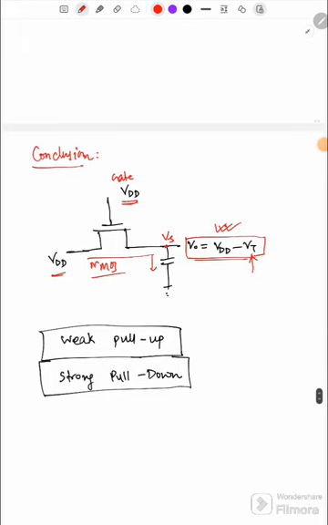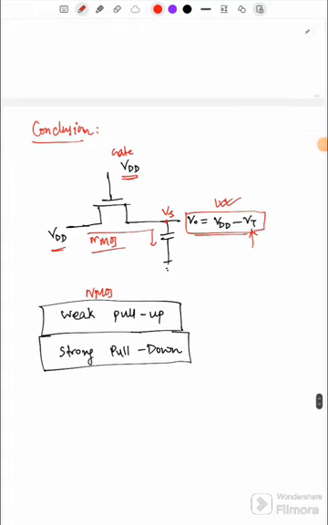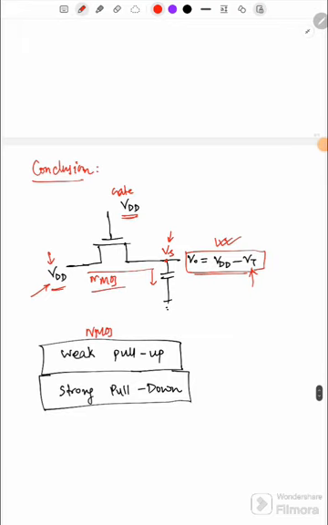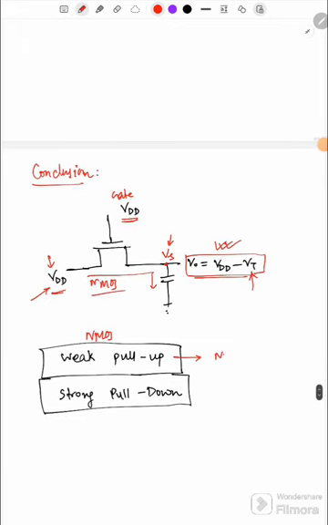This is exclusive to NMOS. For PMOS, this is opposite. So for NMOS, we can see that it has weak pull-up. What do we mean by pull-up? Pull-up means if we apply the highest voltage to the drain node, how high can the source node go. Weak pull-up means the NMOS can't go up to VDD. It will only go up to VDD minus VT.